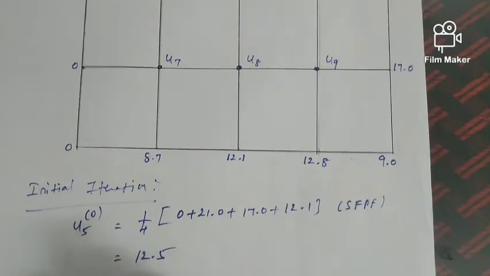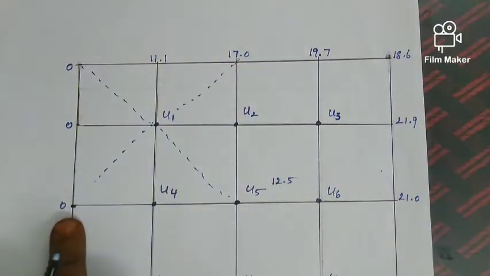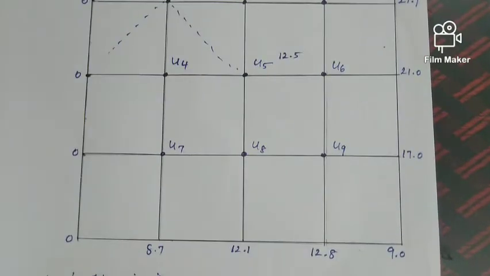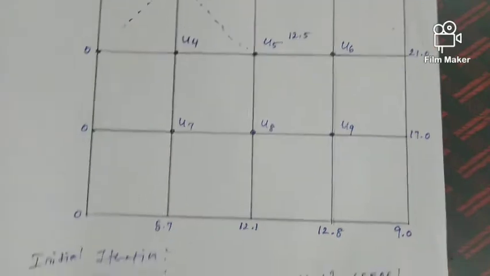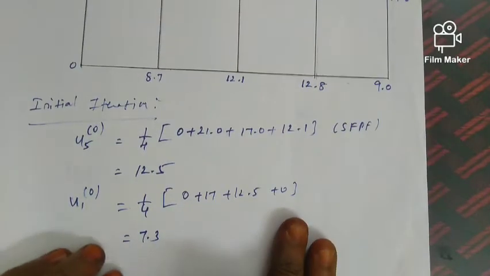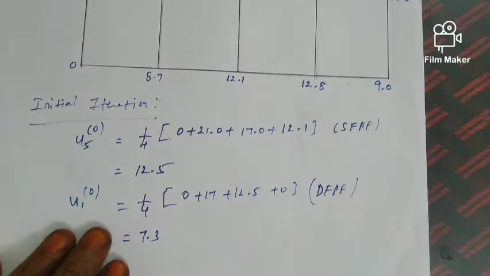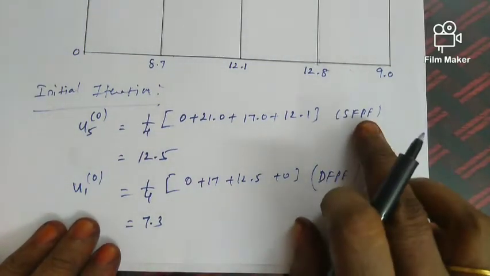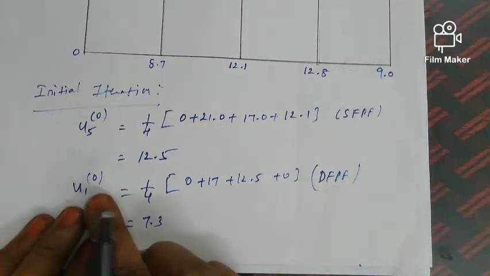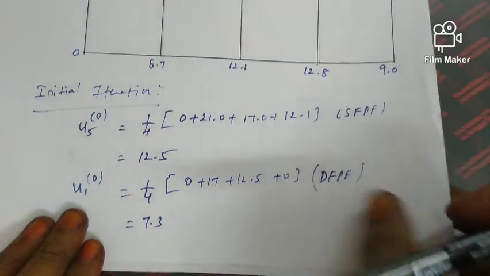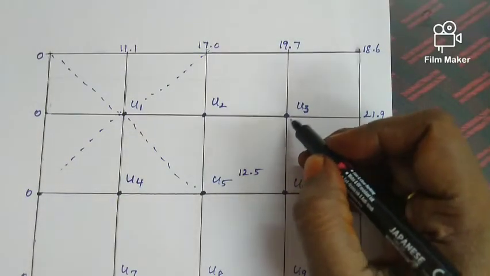So u1 of 0, that is the initial value of u1, using the diagonal 5-point formula. That is 1 by 4 into the diagonal values 0, 17, again 0 and 12.5. So 0 plus 17 plus 12.5 plus 0 gives the value of u1 of 0 as 7.3. If you want, you can write diagonal 5-point formula in brackets. It's not compulsory, just to understand. Here it was the standard 5-point formula, and for u1 of 0 we are using the diagonal 5-point formula. Next I am going to find the value of u3. You know why? Because here also we can apply the diagonal value.